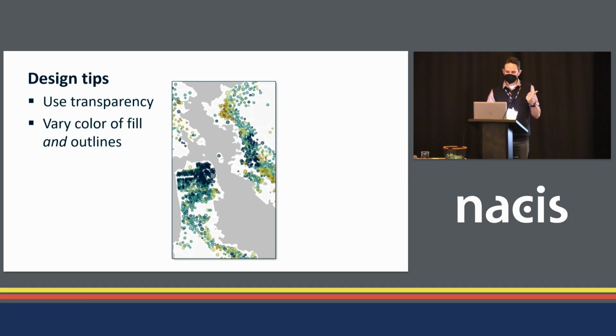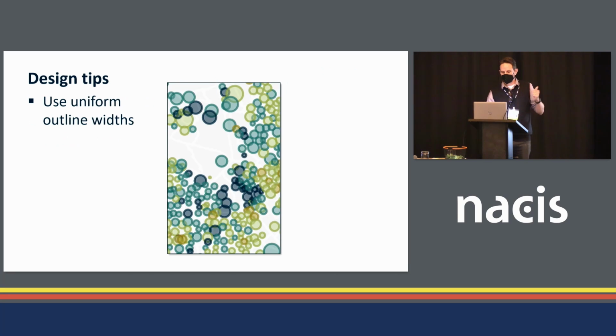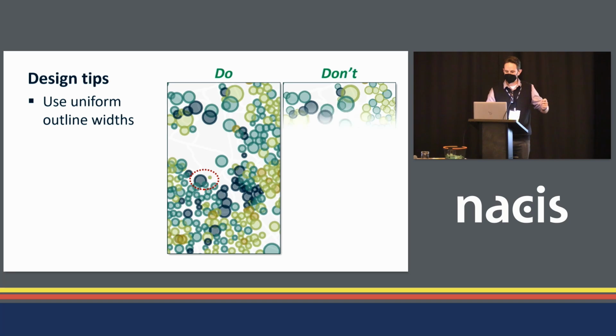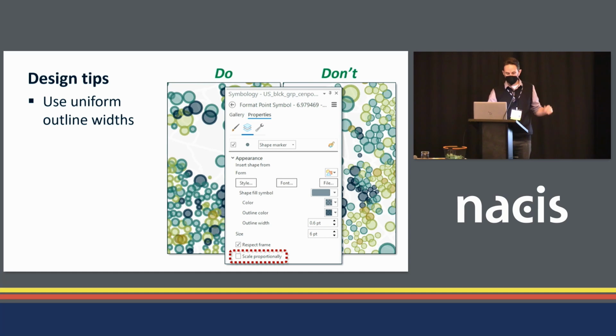Use transparency and vary the color of both the fill and outlines. If you don't do that, you get what the default gives you, which is an illegible map. The other thing is change it to uniform outline widths so that even the very small centers can be visible. Because if you don't do that, it's pretty hard to see those really small circles. And you can do that with this little option that I had to bang my head for a little while to realize actually exists. But I did find it.